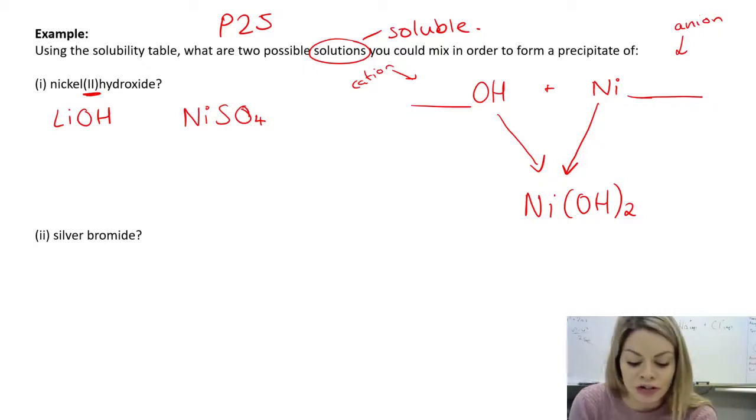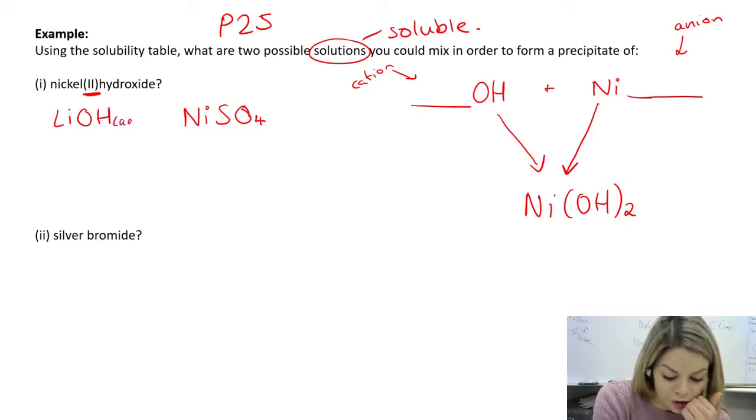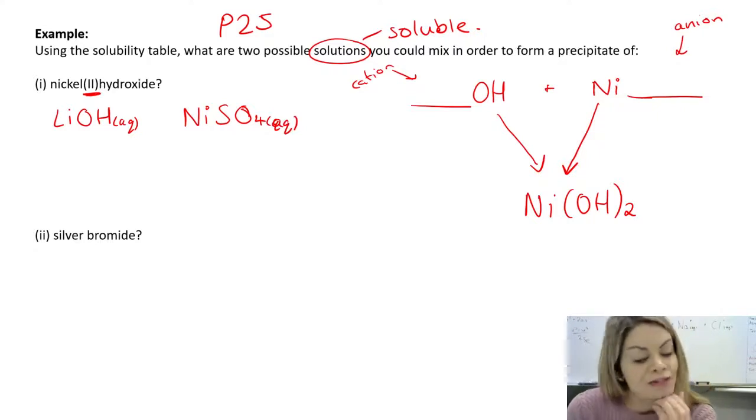Okay, mixing those 2 things together, they're both soluble. So therefore, they will split apart in solution, leaving the hydroxide to bond with the nickel and form a precipitate.